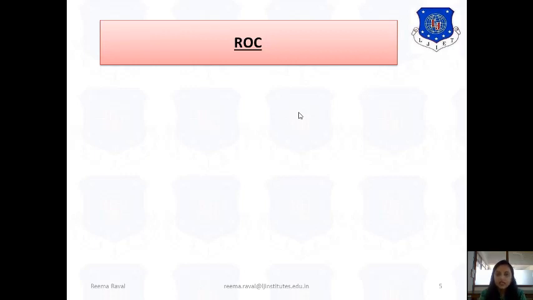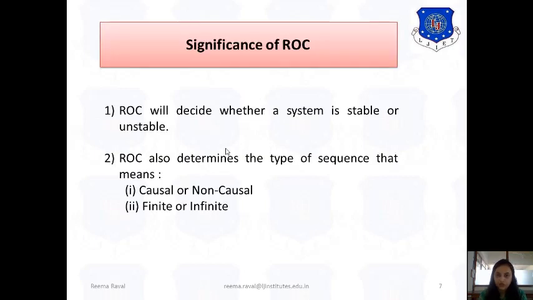So in short, ROC, that is region of convergence, is the set of values for which the Z transform, X of Z, has a finite set of values. Okay. So let us see the significance of ROC. The first significance of ROC is that it will decide whether a system is stable or unstable, and second, ROC also determines the type of sequence, that means whether it is causal or non-causal, or whether it is finite or infinite. Okay, so these are the significance of ROC.